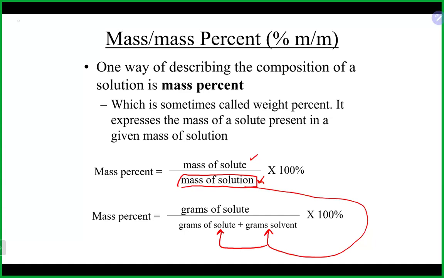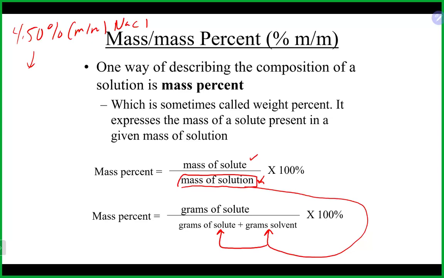If you had a 4.5% by mass sodium chloride solution, that would also mean that you can turn this into a conversion factor that you could use in a dimensional analysis problem.